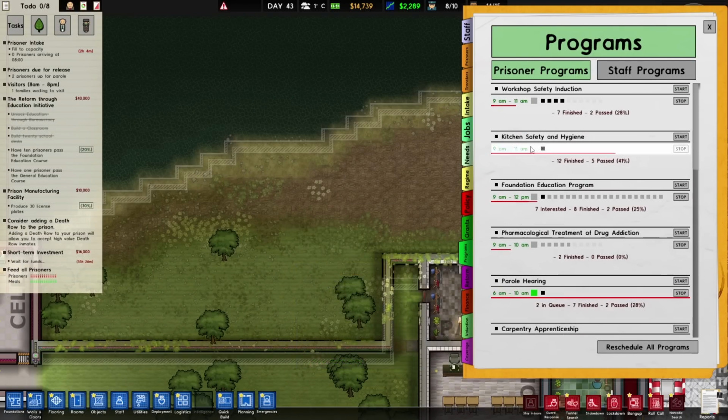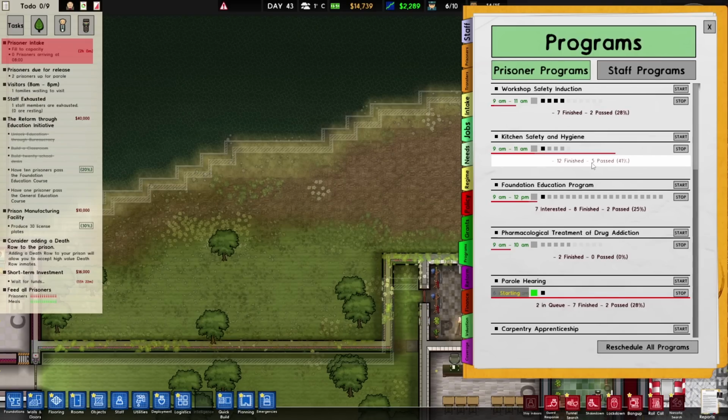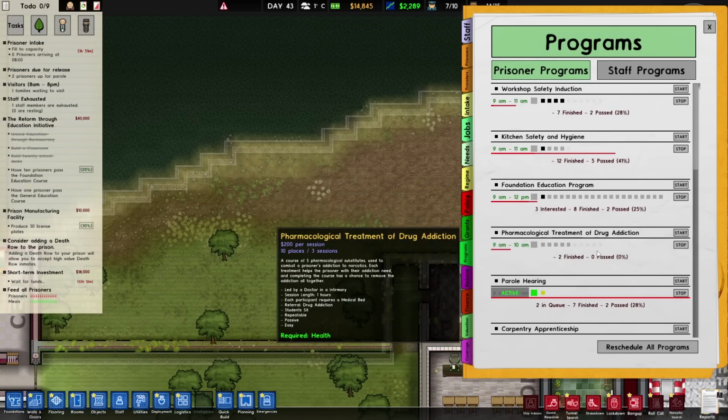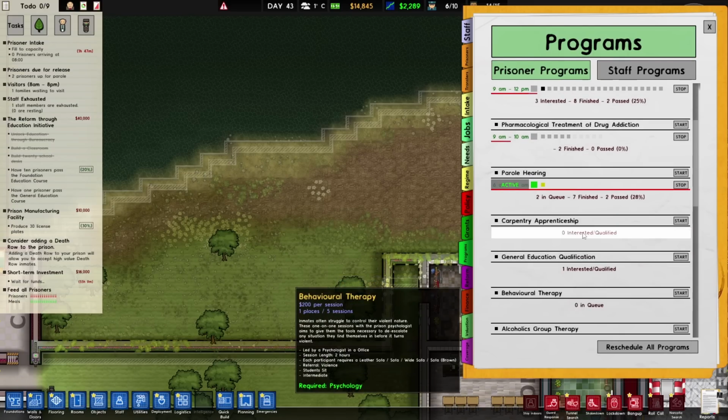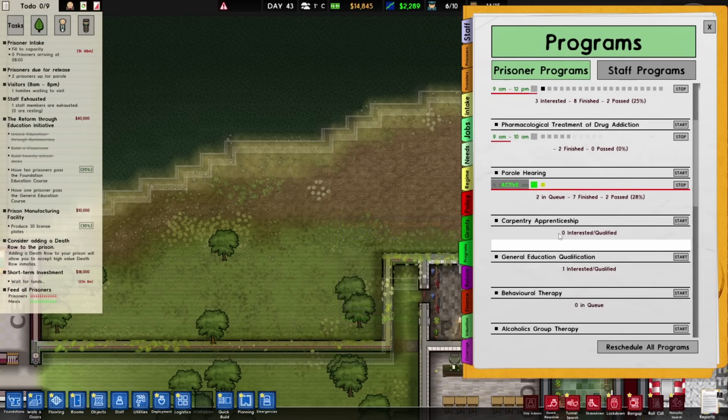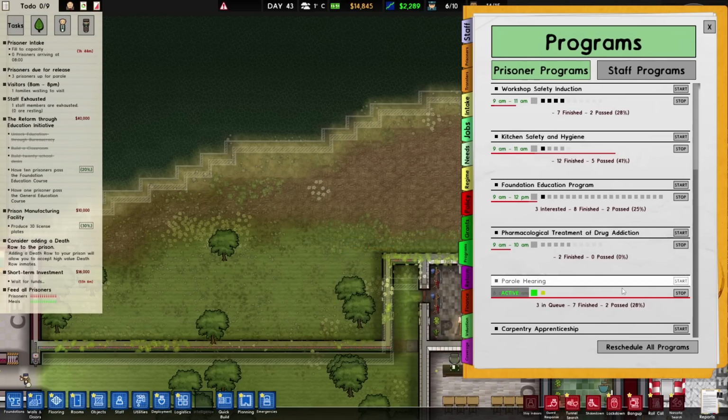Okay, fine. Workshop safety, that's looking good. Kitchen safety, 12 finished, 5 passed. Oh dear. That's not a grand result, is it? 41% pass rate. Only 2 passed the workshop safety thing. 2 passed the foundation education program. Nobody has passed the treatment of drug addiction. Oh, good job, folks. And 2 have passed their parole. Oh, okay. It's not looking brilliant on our prisoner programs. But do you know what? At least we're offering them. That's lovely, I suppose.